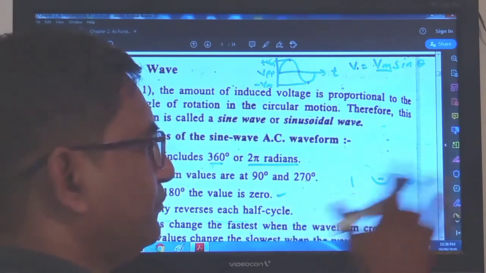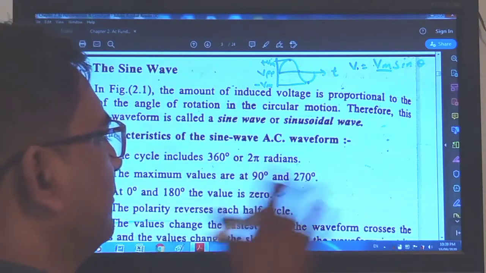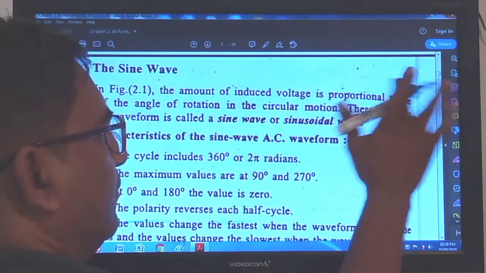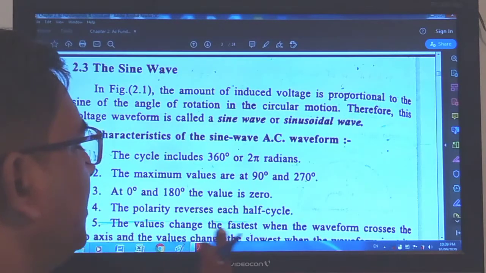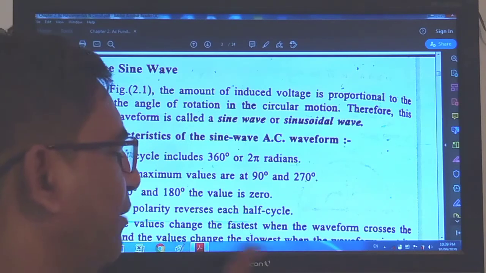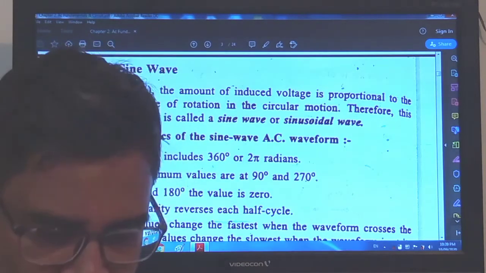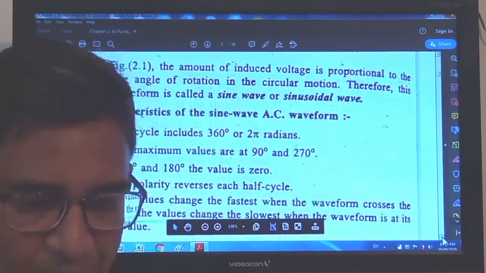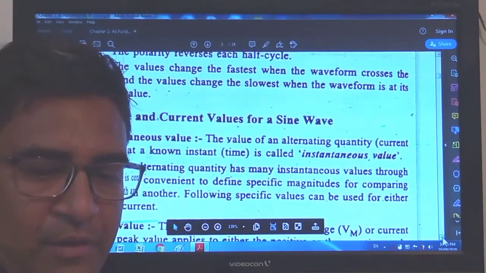Okay. So here, the value changes fastest when the waveform crosses the zero axis, and the value changes slowest when the waveform crosses the peak. Okay.